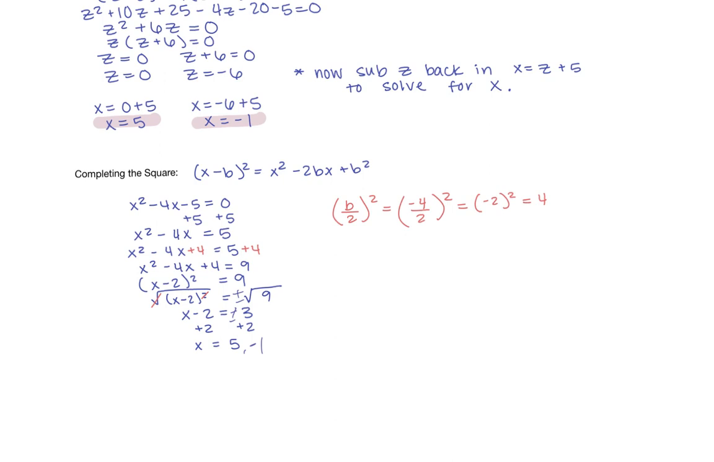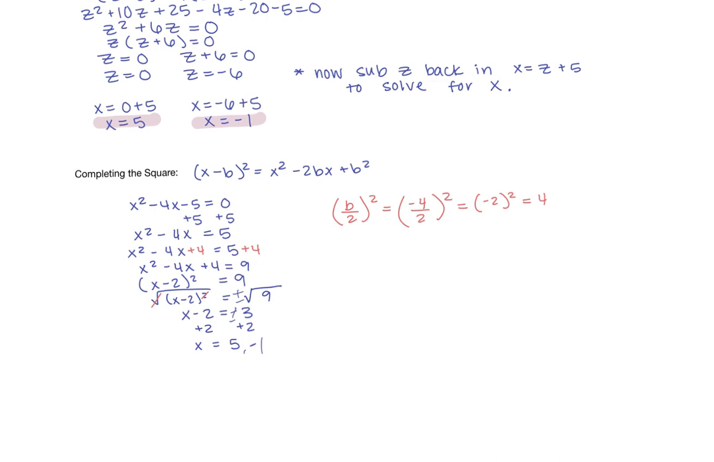Substitute in our b, which is negative 4. So negative 4 divided by 2 is negative 2. And then negative 2 squared is 4. So then we substitute that back into the problem on the left-hand side, and that's in the red. So we get x squared minus 4x plus 4 equals 9. We can simplify x squared minus 4x plus 4 into x minus 2 squared equals 9.